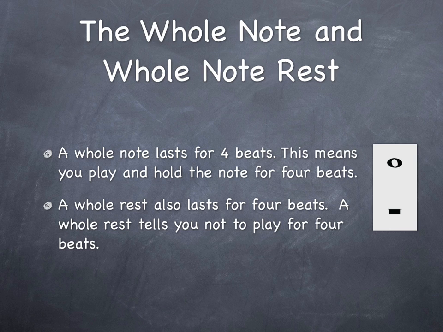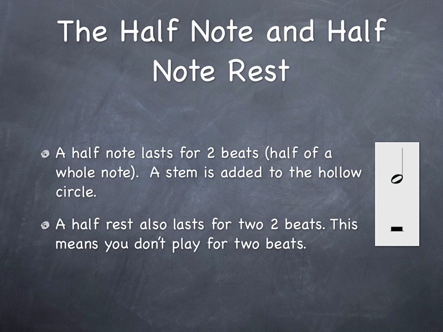A whole note lasts for 4 beats, and this means you just hold the note for 4 beats and release. A whole rest also lasts for 4 beats. This means that there's no sound for 4 beats. The half note and the half note rest are essentially exactly what the name describes. It lasts for 2 beats, or half of a whole note, and the half rest also lasts for 2 beats, where there's no sound for 2 beats.